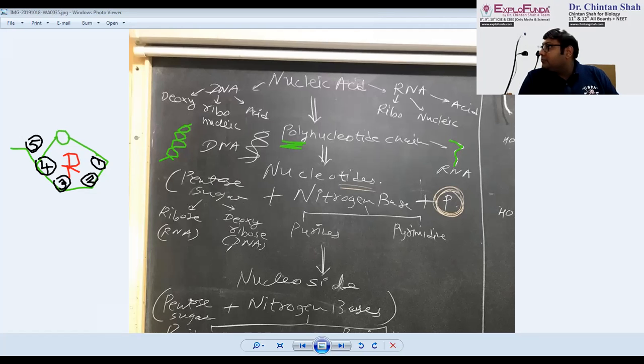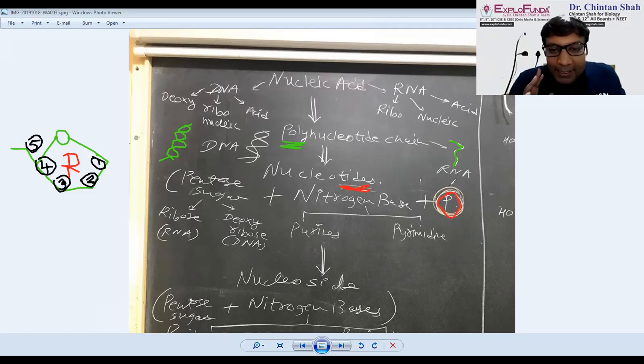Now, nitrogen bases will be of two types: purines and pyrimidines. What is the difference between purine and pyrimidine? I'm going to tell you. But whenever you write nucleotide, don't forget to add phosphorus. If phosphorus is attached to it, then only it is known as a nucleotide. And if phosphorus is not there, then it is known as a nucleoside.